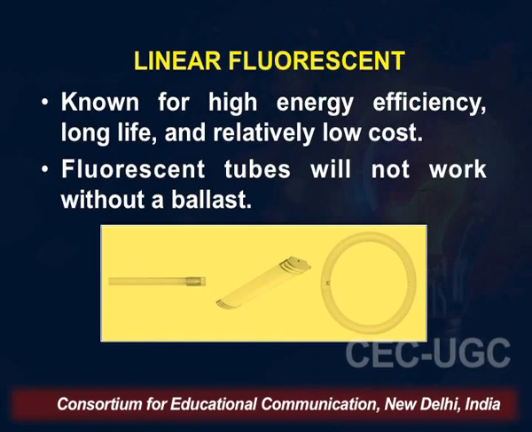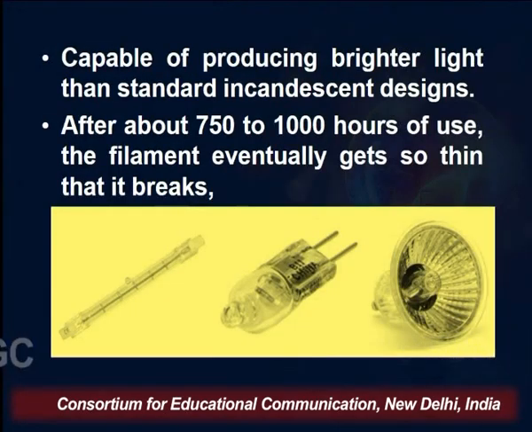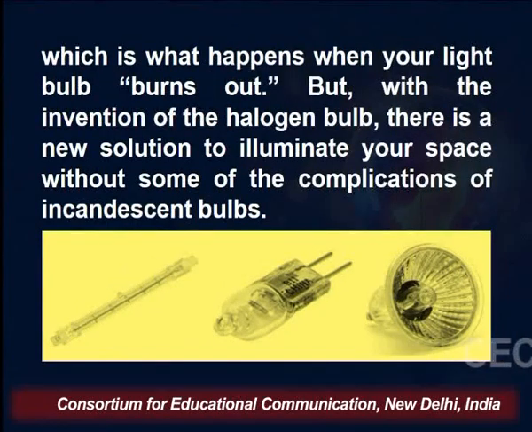Halogen we have discussed. These are halogen bulbs, which are capable of producing brighter light than the standard incandescent. That's why where we need brighter light we use this type of halogen lamp. After about 750 to 1000 hours of use, the filament eventually gets so thin that it breaks. So sometimes it happens that the light bulb burns out, but the invention of the halogen bulb is a new solution, removing some of the complications of the incandescent bulb.